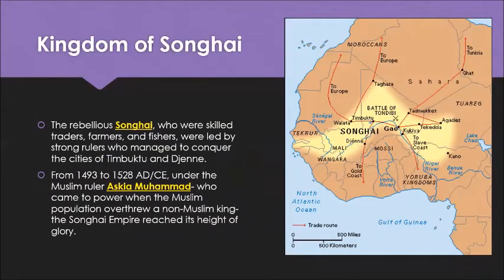Songhai. Now, the Songhai, who were more of the southern region of Mali, so they're the ones attacking from the south, rebellious and all that, are going to conquer Timbuktu and Djenne, but Timbuktu being the most prominent city that they take over. They are going to have as ruler from 1493 to 1528 a guy named Askia Muhammad, who would come to power when Muslim populations really started coming into prominence and overthrew the non-Muslim kings in Songhai. So this is a big rebellion that happens within that people.